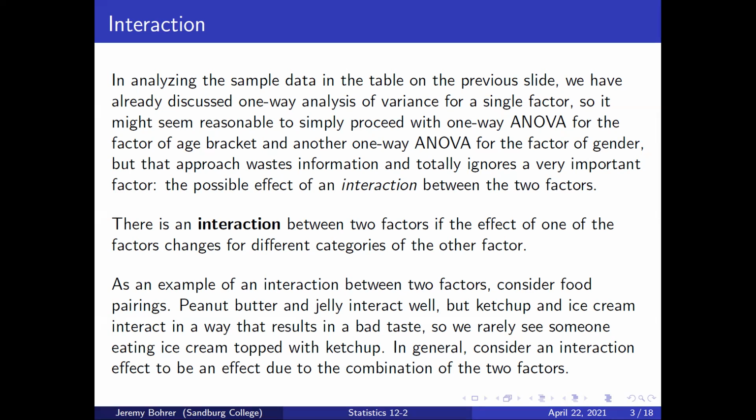As an example of an interaction between two factors, consider food pairings. Peanut butter and jelly interact well, but ketchup and ice cream interact in a way that results in a bad taste. So we rarely see someone eating ice cream topped with ketchup. In general, consider an interaction effect to be an effect due to the combination of the two factors.